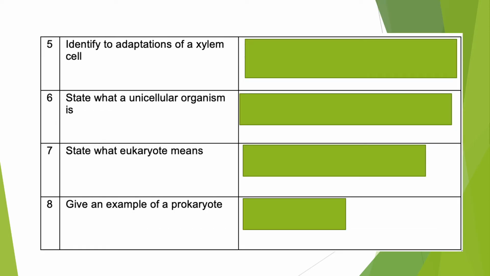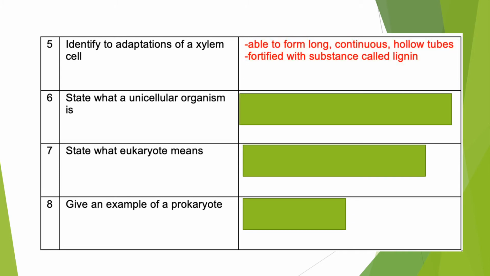Number 5, identify 2 adaptations of a xylem cell. So again, we're looking at plant cells again, and I did mention a couple of these. So one adaptation of xylem cells is that they're able to form long, continuous, hollow tubes, and that's because the end parts of the xylem cells will form together to create one long tube, and they're also fortified with a substance called lignin, which just like it says, strengthens and supports the stem. Number 6, state what a unicellular organism is.